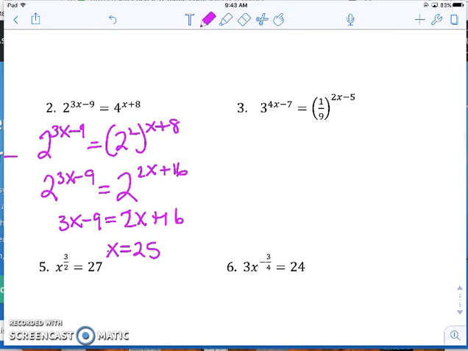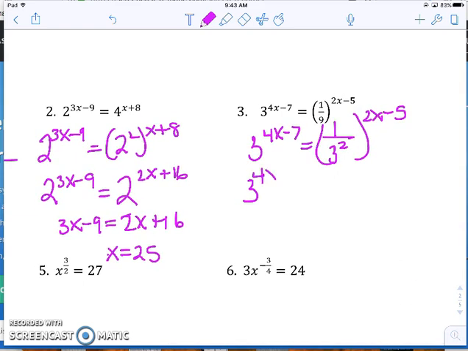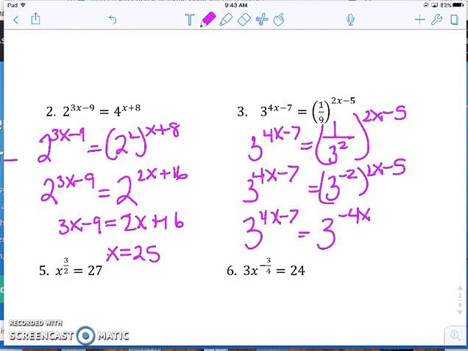Got to make bases the same, so it looks like it's going to be a base of 3. So 3 to the 4x minus 7, 1/3 squared, 2x minus 5. But it's in our denominator, so we have to make it negative. 3 to the negative 2, 2x minus 5. So 3 to the 4x minus 7 equals 3 to the negative 4x plus 10.